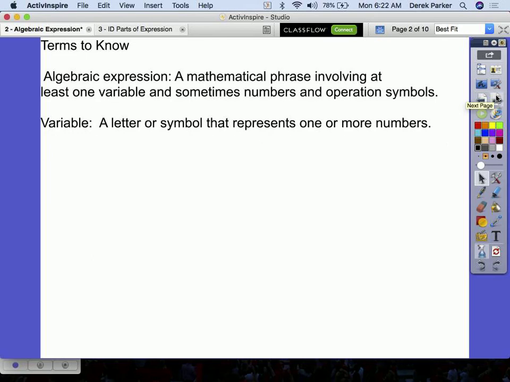Terms to know. An algebraic expression is a mathematical phrase involving at least one variable and sometimes numbers and operation symbols. Most importantly, a variable. A variable is a letter or symbol that represents one or more numbers. When using a variable, you can use any letter in the alphabet. A lot of times you will see x or y used. However, any letter can be used in an algebraic expression for a variable.